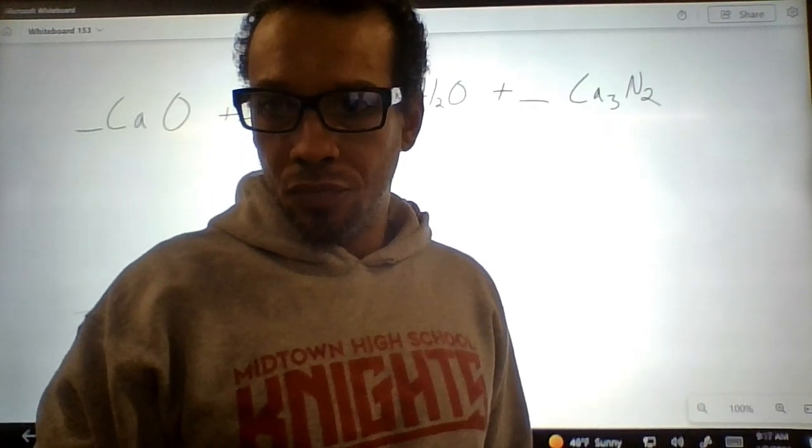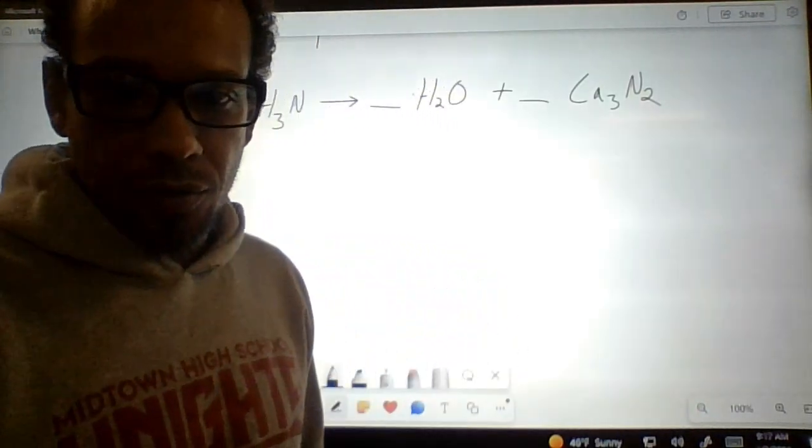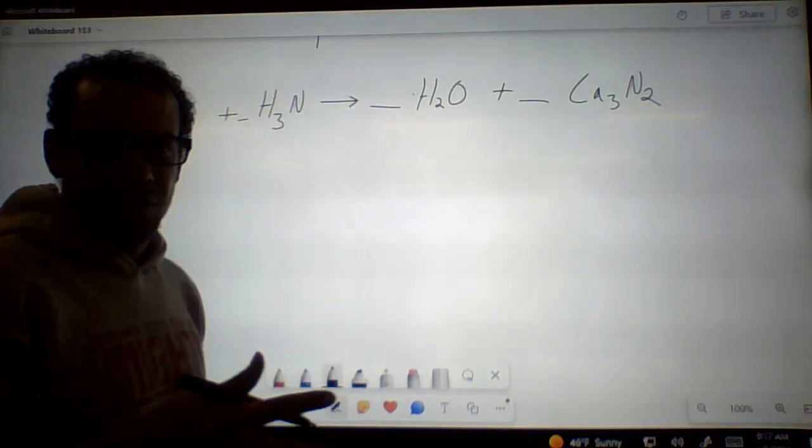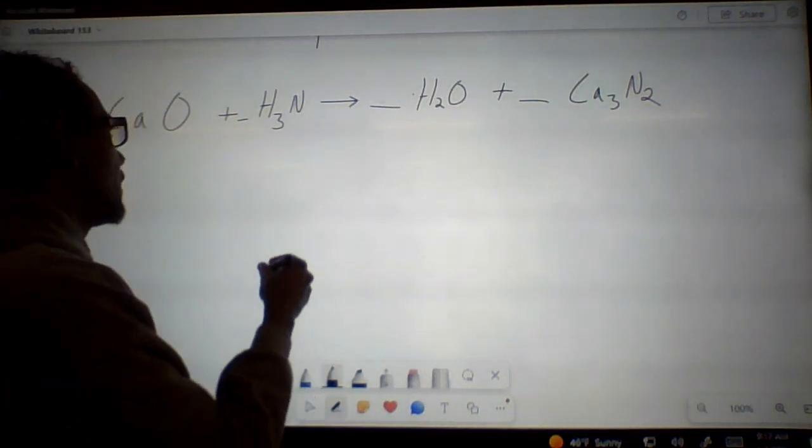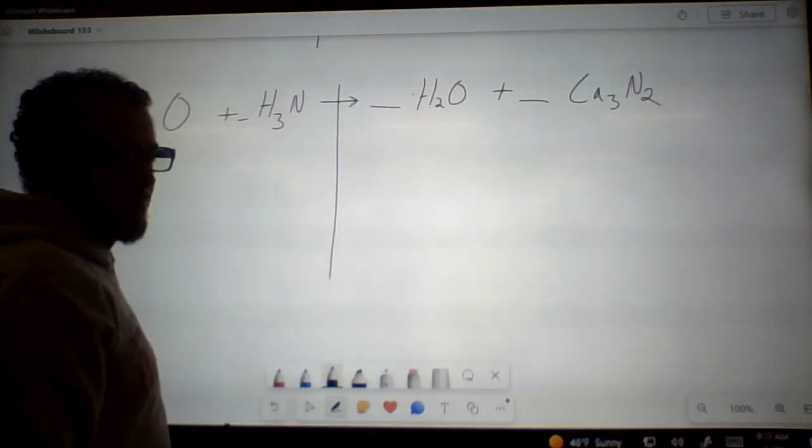All right, so now what we'll do is, this one is a little bit more difficult. Now we have some H's and some O's in there. And first step is draw a line.